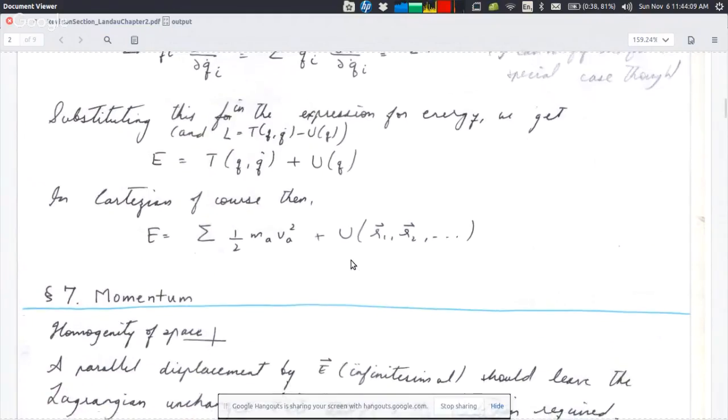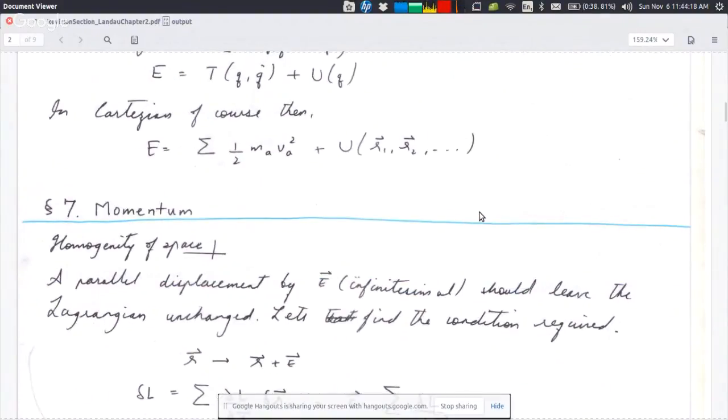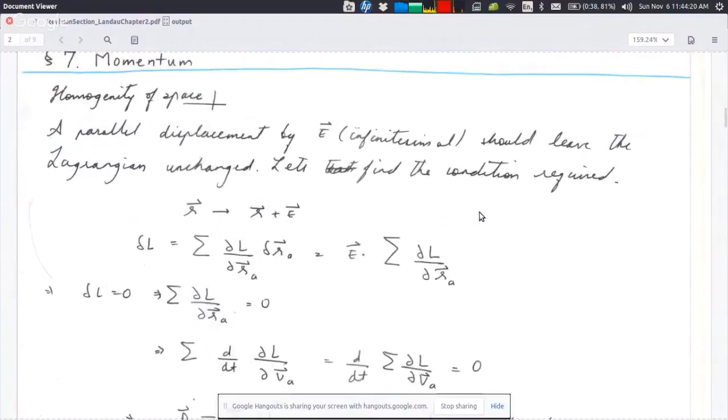Okay, so that's roughly where we had ended last time: that the energy is a sum of kinetic energy and potential energies. It's written in Cartesian coordinates here. Now let's go to momentum.